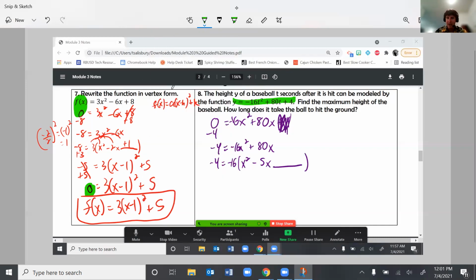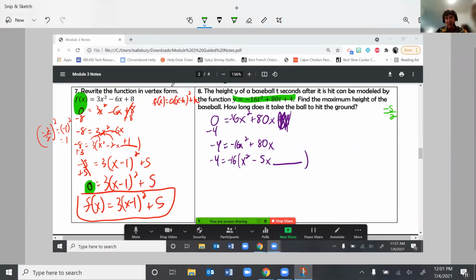So we'll take half of negative 5. Oh, this isn't going to be fun. Square it. Let's see what this ends up being. Negative 5 divided by 2, squared. Oh, yeah. We get 25 over 4. We're actually going to do this in a fraction for this one. 6.25. Okay. That means over here I have to do that times 16.